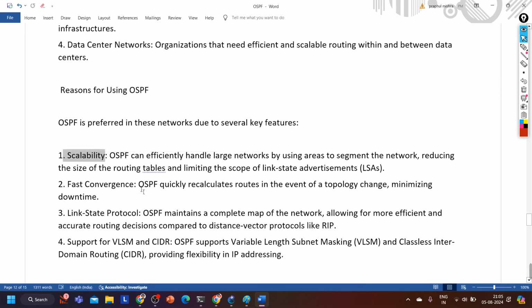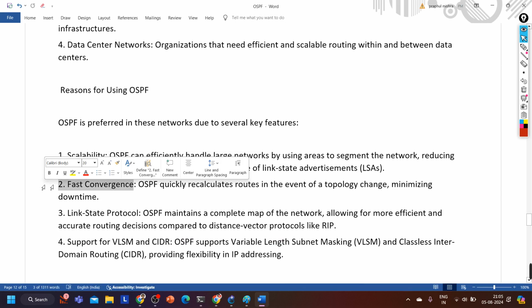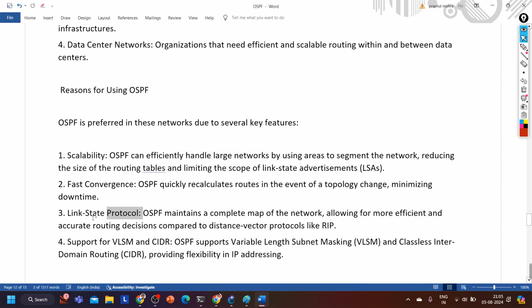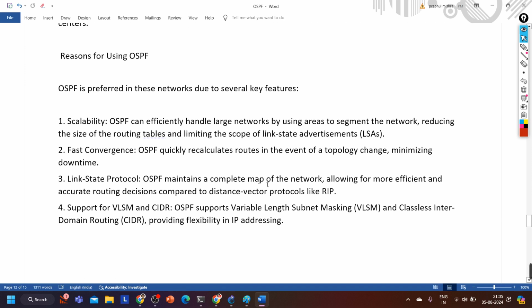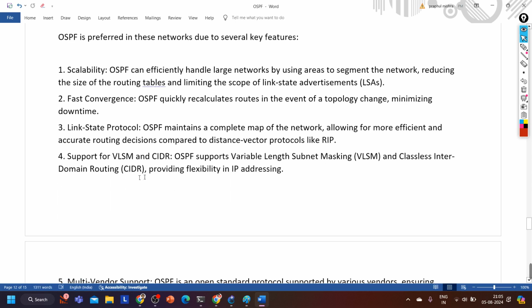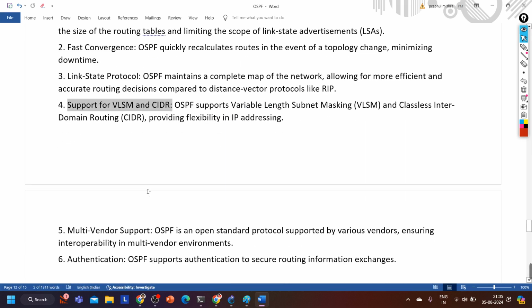First reason, scalability. Second reason, fast convergence. It is a link state routing protocol, which means we have complete information. OSPF maintains a complete map of the network, allowing for more efficient and accurate routing decisions compared to distance vector routing protocols like RIP. Then OSPF supports VLSM and CIDR.